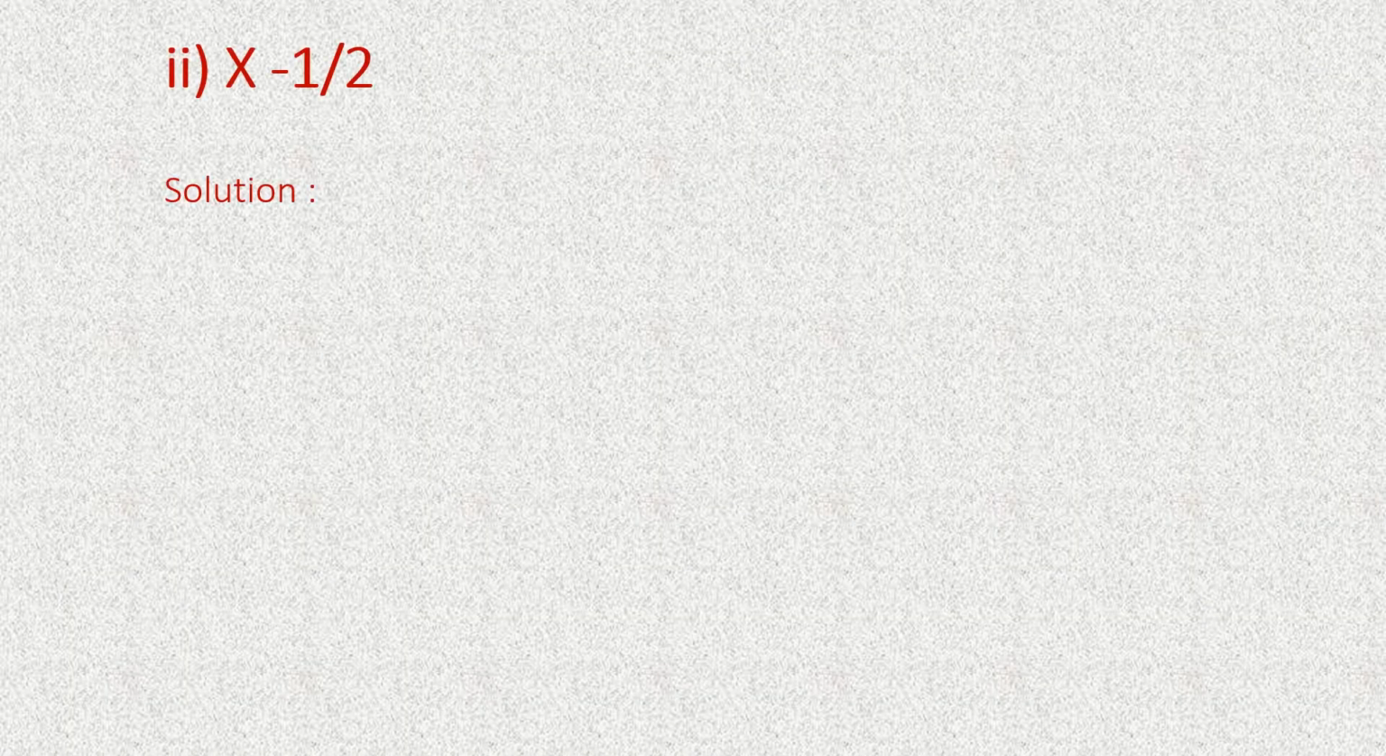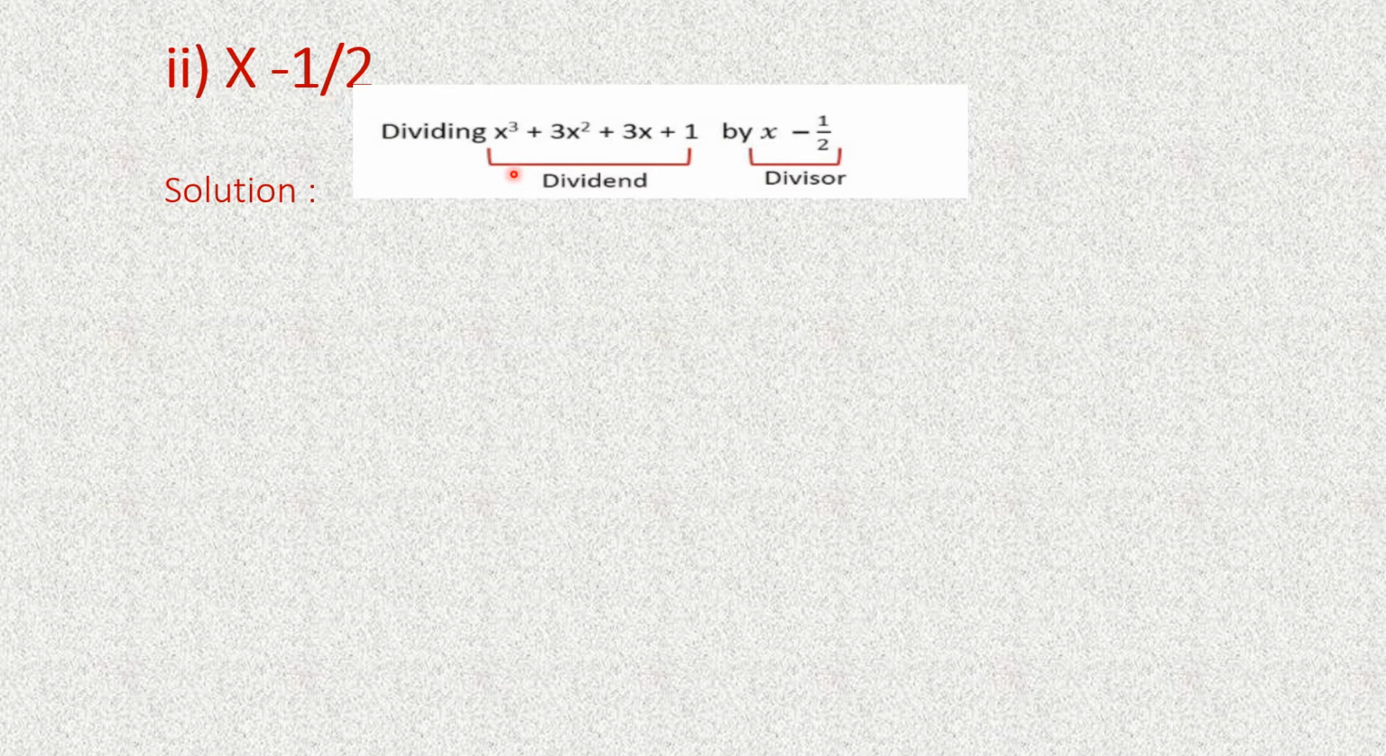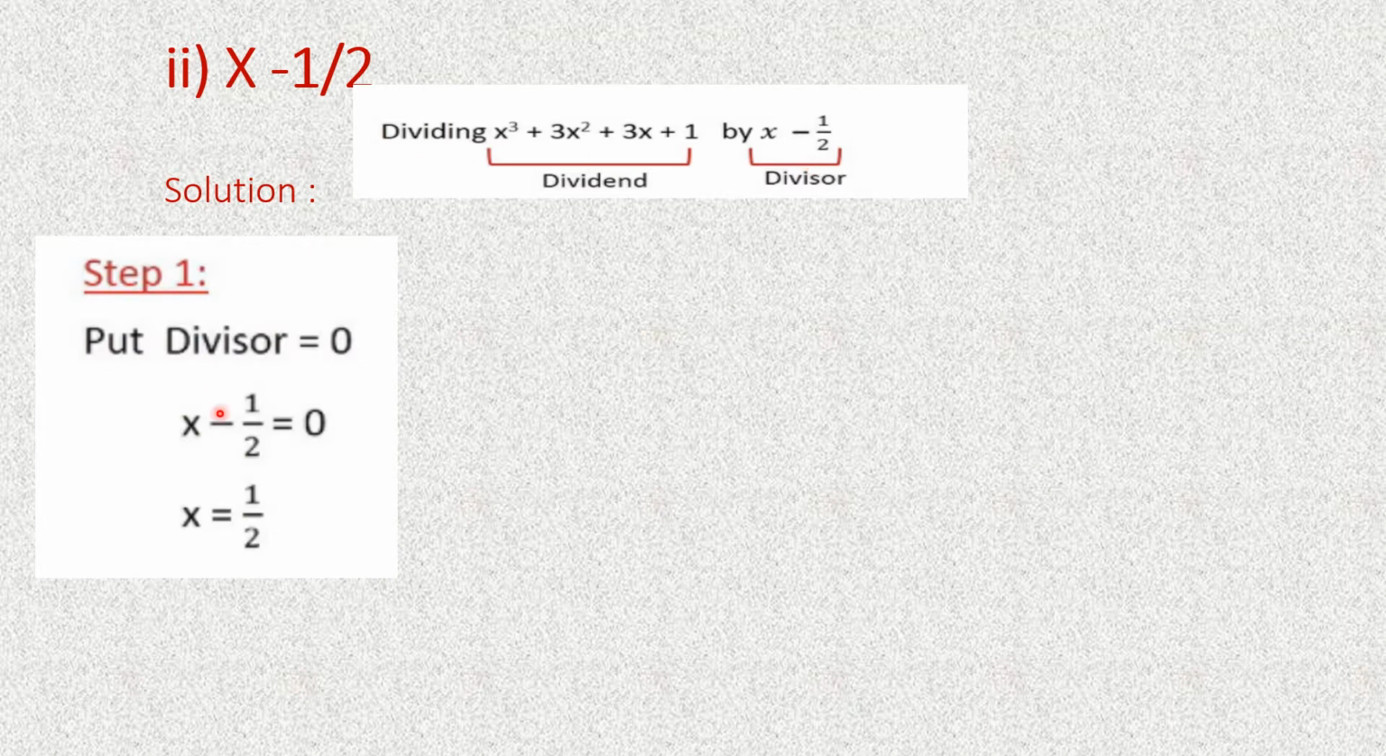Let us see another problem. Here the divisor is x minus half. Solution. Dividing x cube plus 3x square plus 3x plus 1, the question is the same, by x minus half. So here this is the dividend and this is the divisor. Step 1. We put divisor is equal to 0. So putting x minus 1 by 2 is equal to 0. What happens? Half goes to the right hand side, so it becomes plus 1 by 2. So x is equal to 1 by 2.